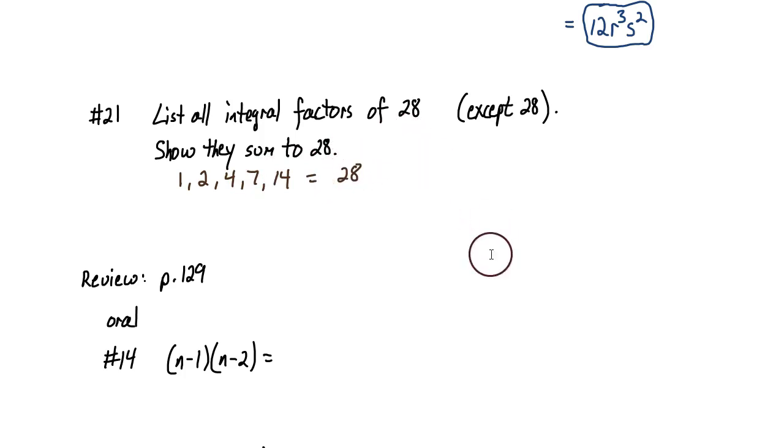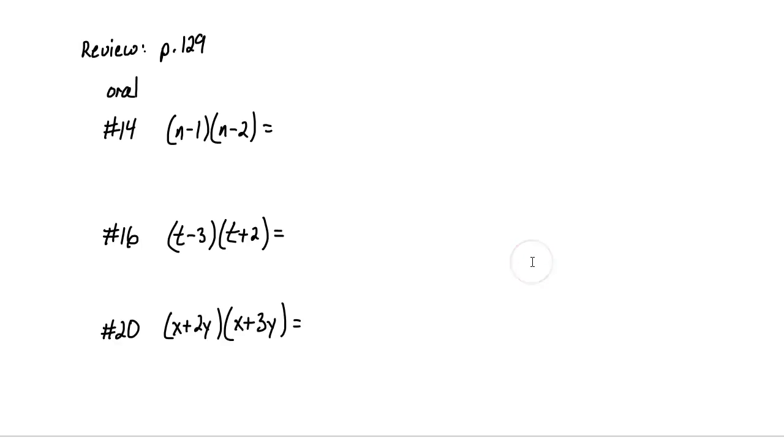28. For the review assignment, we're going to page 129, the orals, and we're asked to multiply these binomials together. The technique that we've been using is called FOIL, which is another name for the distributive property if you have a binomial times a binomial. N times n is n squared. Our outer product is n times -2, which is -2n. Our inner product is -1 times n, which is -n. And L means last, -1 times -1, which is +2.